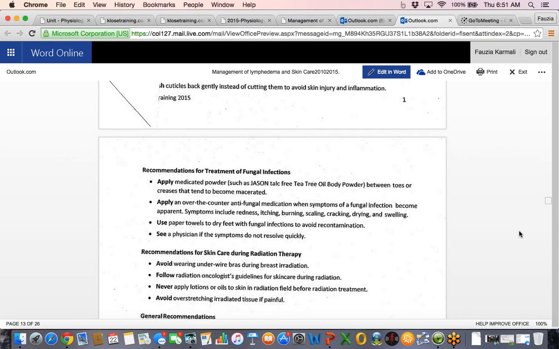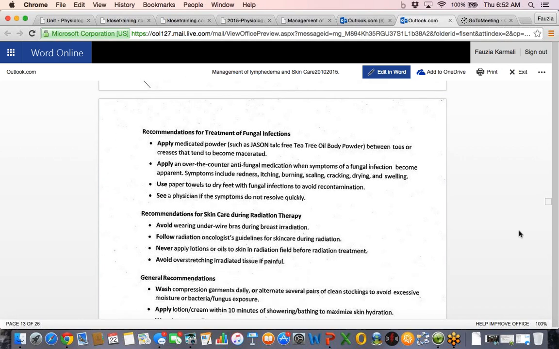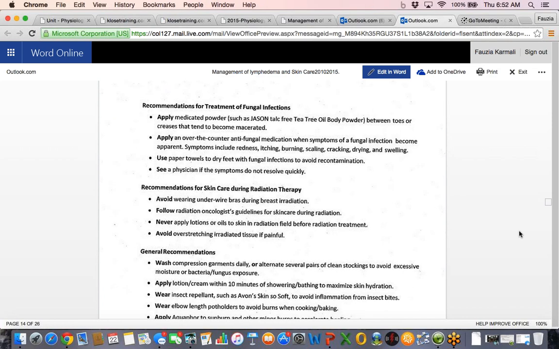So they might need to use medicated powder. This is talking about talc-free powder. They can apply over-the-counter antifungal medications if they suspect a fungal infection, and just keep their feet dry at all times.